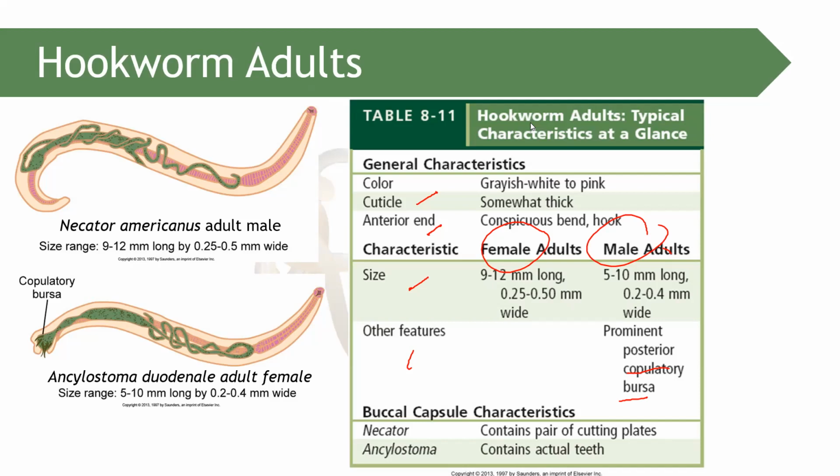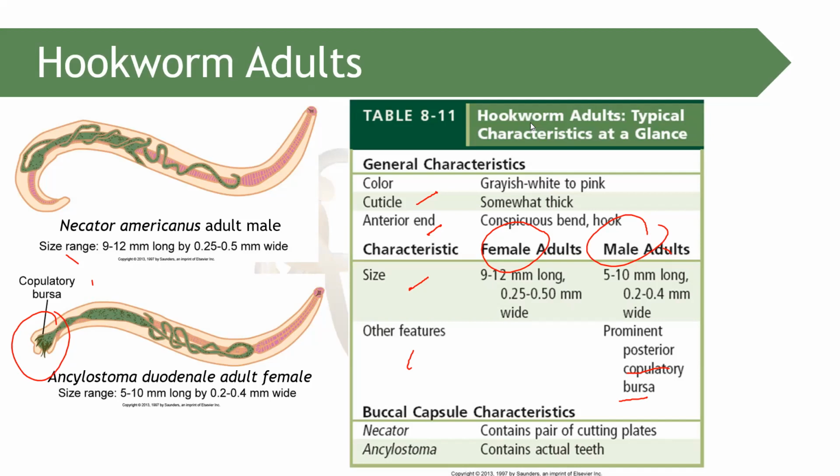Ano po yung merong sa buccal cavity? By the way, baka kasi malito kayo. Nakalagay dito, Ancylostoma duodenale adult female. May copulatory bursa siya. Sabi mo, sir, prominent sa adults na male. Yes. Meron ng female, hindi siya nawawala nun, pero prominent siya sa male na parasite.